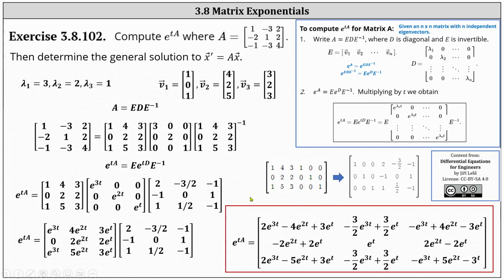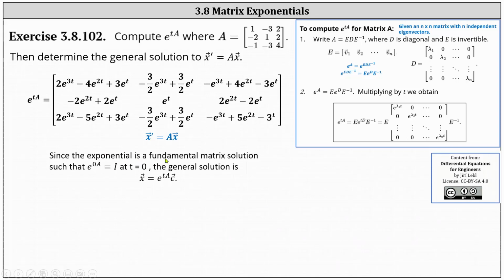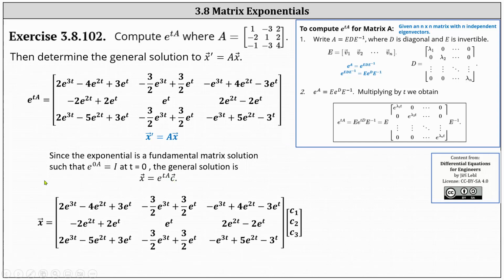And now for the second part, we're asked to determine the general solution to x prime equals A times x. Let's do this on the next slide. Since the exponential is a fundamental matrix solution such that e to the power of 0A equals the identity matrix at t equals 0, the general solution is x equals e to the power of tA, the matrix exponential, times c, where c is a constant vector. And therefore the general solution is x equals, again, the matrix exponential e to the power of tA times the vector c, which is the vector c1, c2, c3. This is the general solution.